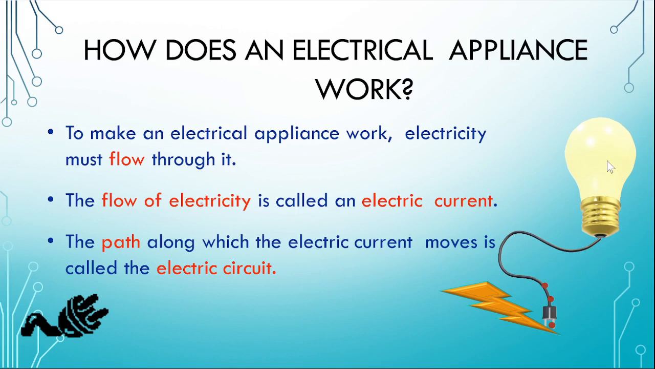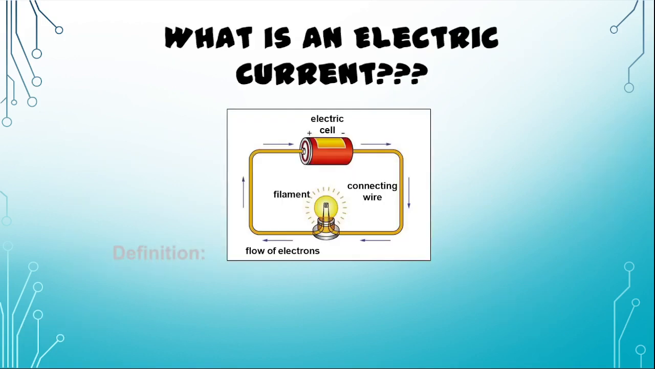An electric circuit always runs in both ways because it has to be a closed circuit for electric current to work. What is an electric current again? Let's take a look. It's a flow of charges, and it can be a positive or a negative charge that we're talking about.